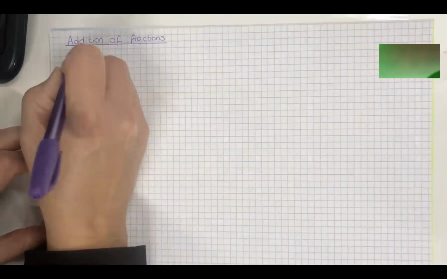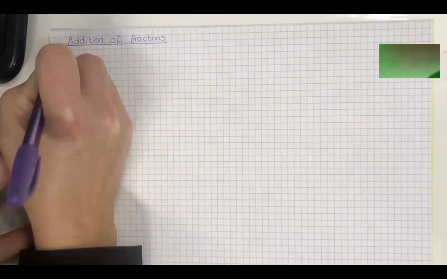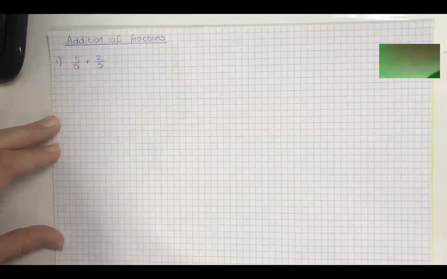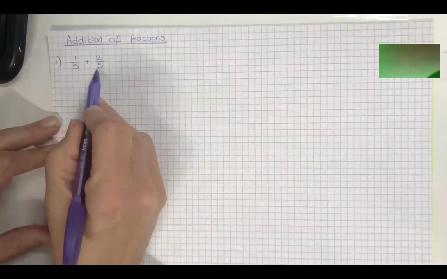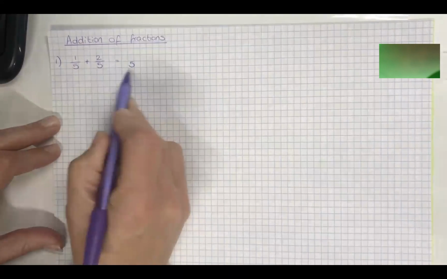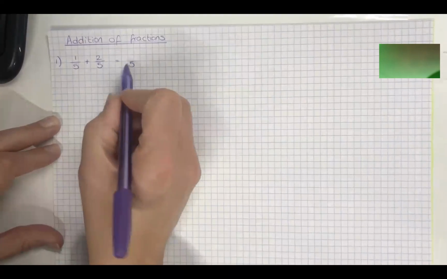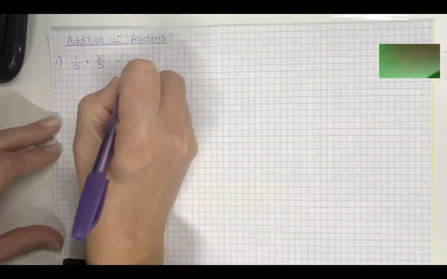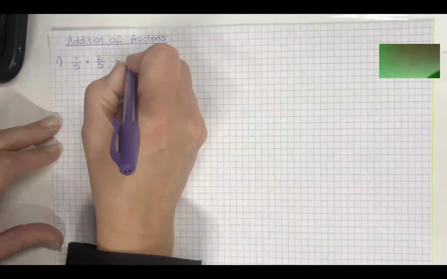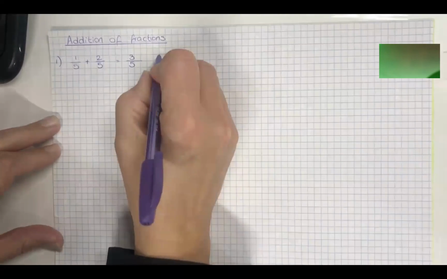So if we have 1/5 and we're adding 2/5, the denominator is the same. So we keep the denominator as 5. That means that our whole has been split into 5 pieces. If it's a pizza, it's been cut into 5 slices. And then we add the numerator. We have 1/5 and 2/5. So that gives us 3/5. Let's see what that would look like if we drew it.